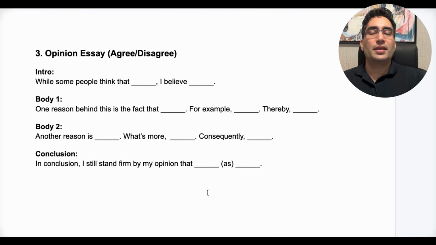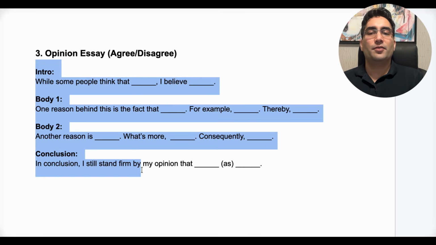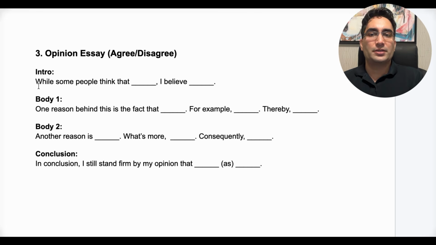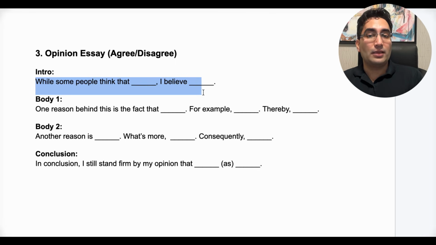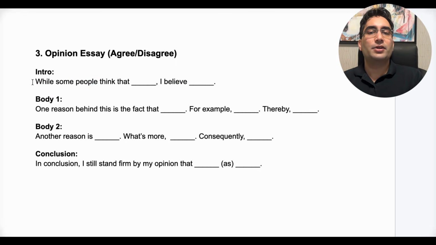Question number 3, opinion, which is simple. Do you agree or disagree? What is your opinion? What do you think? In these kinds of questions, you need 4 paragraphs. Intro starts with, while some people think that, mention one side here, then I believe, and then your opinion. Simple. And this covers the general sentence already, and it also starts with while, which is a complex sentence starter.